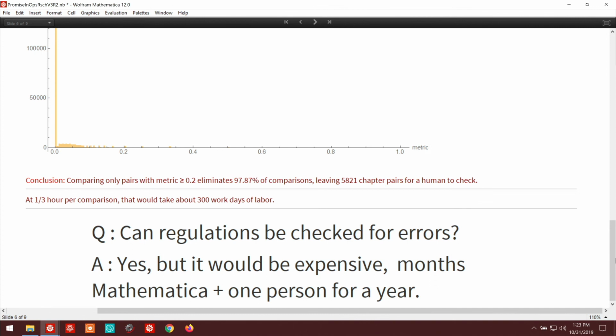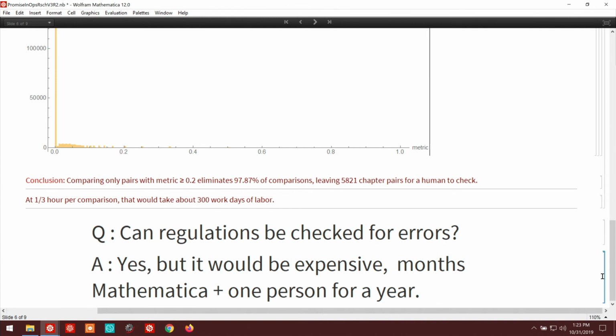And in practice, you can eliminate 97.9% of all the chapters. And what's left, just to show you how much is saved, at the third hour, 20 minutes per comparison, taking care of these 5,821 chapters would take about 300 work days of labor, which is one of the reasons why it's never done, and the contradictions, if there are any, remain in place.